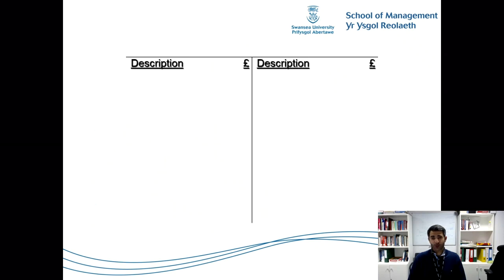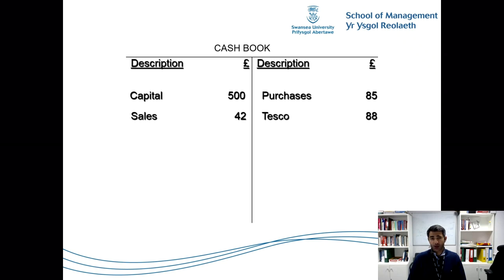Let's have a look. What happened in your cash? It goes down on the credit side, isn't it? £85 on the credit side. Why does your cash go down? Because you paid the outstanding amount. So now that's £88, sorry.